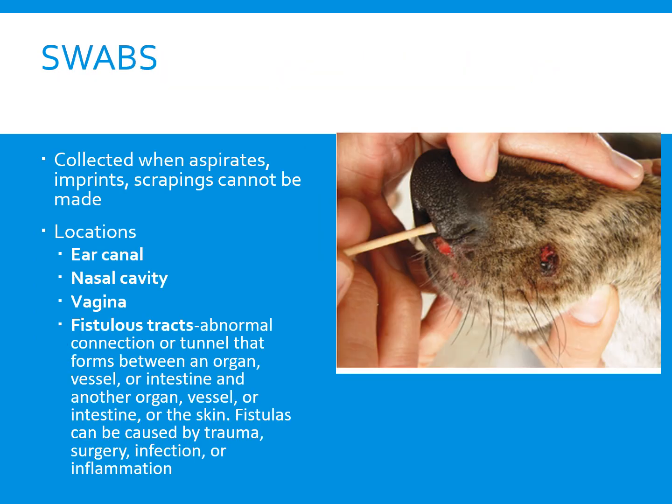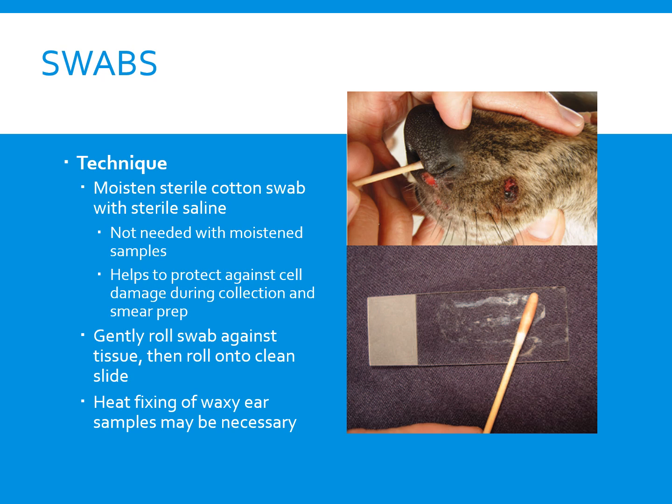Swabs are used when an aspirate or imprint or scraping cannot be done. So examples of where we would need to use a swab are the ear canal, the nasal cavity, the vagina, or any fistulous tracts. When collecting a swab sample, sterile isotonic fluid like 0.9% saline should be used to moisten the swab. This helps to minimize cell damage during sample collection and smear preparation.